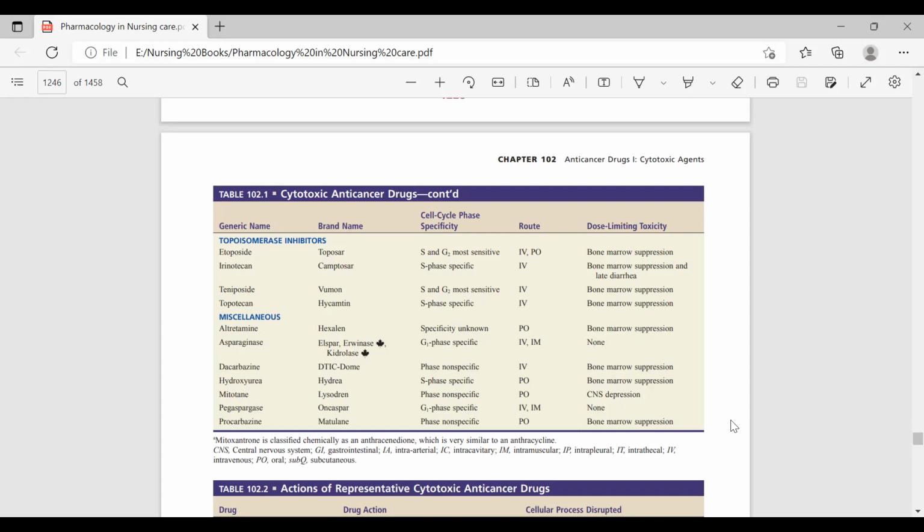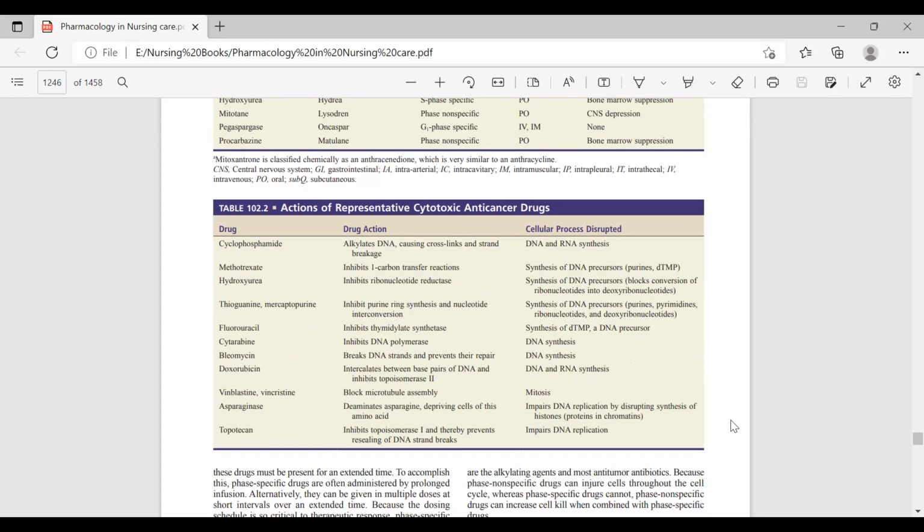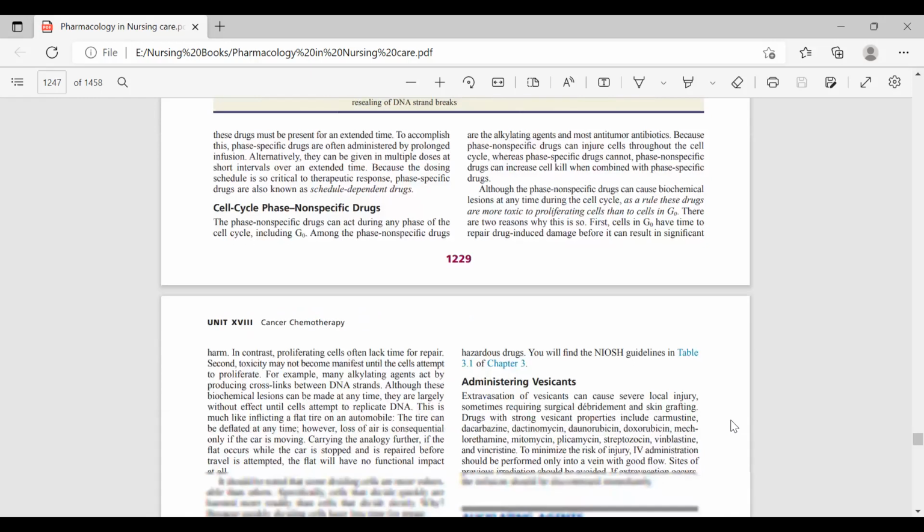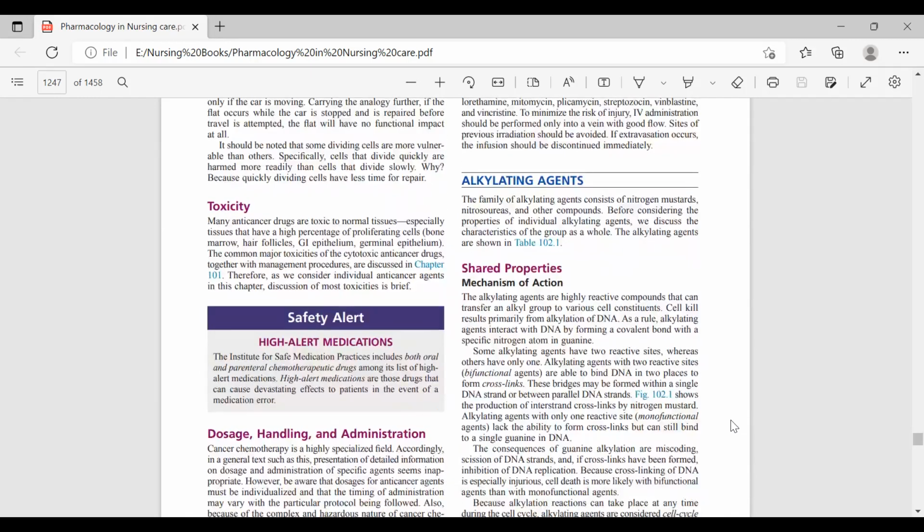Pegaspargase is G1 phase specific, available in IV and IM, and procarbazine is phase non-specific, and it is similar to mitotane, available in per oral form. While in case of dose-limiting toxicity, mitotane has CNS depression, and pegaspargase has none observed or not specified, but the most common, bone marrow suppression, is related with other drugs as shown previously. So come towards the alkylating agents without wasting our time.